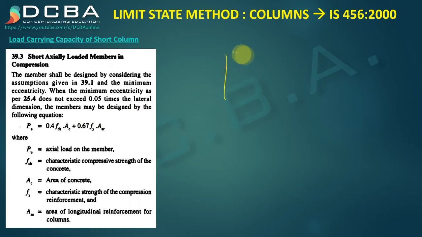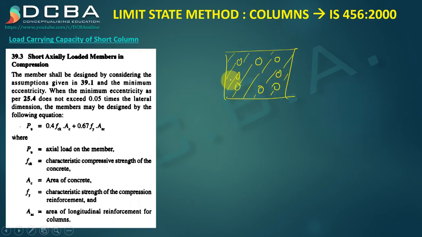So let's say this is a column and it has steel like this. So the area of concrete will be the one that is excluding the steel, and Asc would be the steel itself. So Asc is the area of longitudinal reinforcement and Ac is the area of concrete.